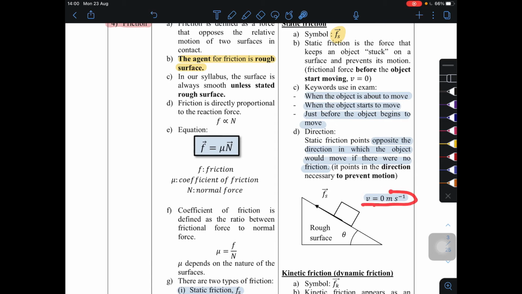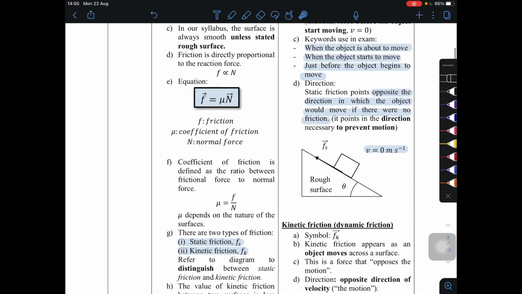Okay, tetapi dalam situasi ni V adalah sama dengan kosong. Dia tiada motion lagi. Tapi kita tahu kalau dia start bergerak nanti dia akan jatuh ke bawah. So friction force tu adalah opposite direction. Okay, so always remember that friction force is opposite direction. Why is it opposite direction? Because we want to prevent the motion. Okay, dia mesti opposite direction daripada the motion.